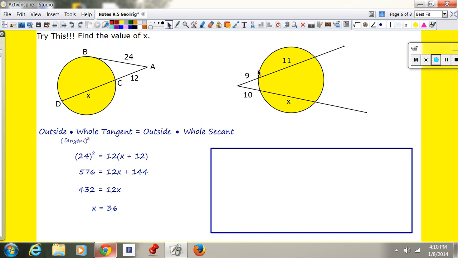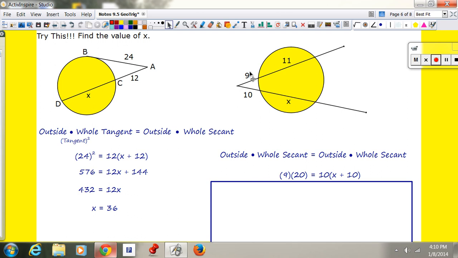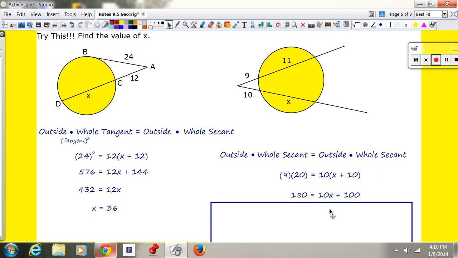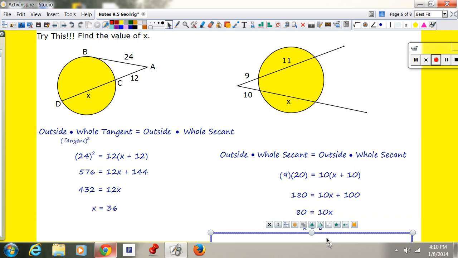Now there's two secants. So the outside piece times the whole piece. So the outside is 9. What's the whole piece? Think about it. The whole piece is not 11. The whole piece is 20. That's 9 times 20 because 9 plus 11 is 20. The outside piece is 10. The whole piece is x plus 10. So that's your outside piece and your whole piece. So just multiply and distribute 10x plus 100. And then you subtract 100. You're going to get 80 equals 10x. And x equals 8.